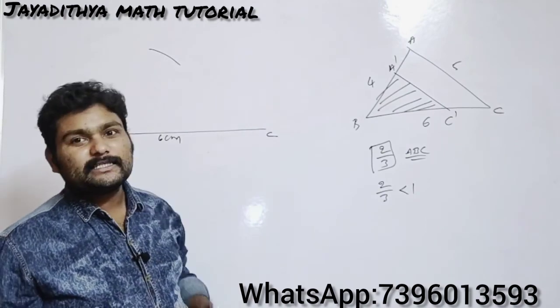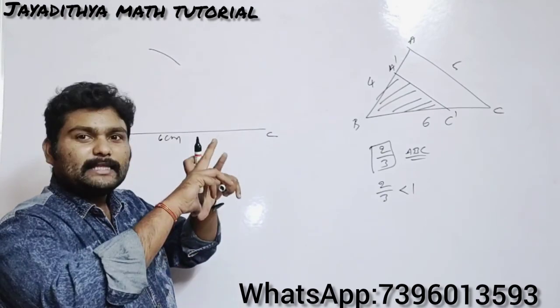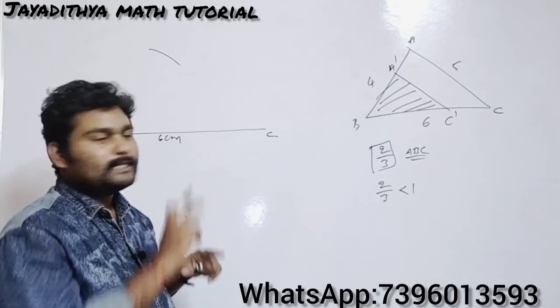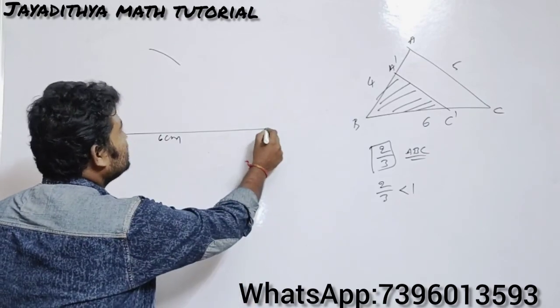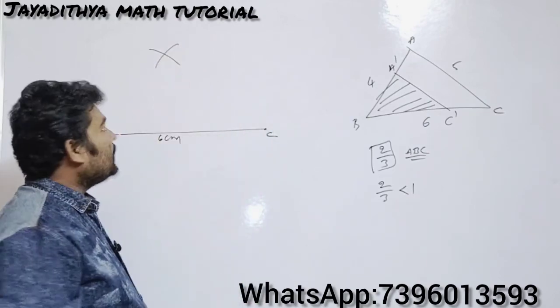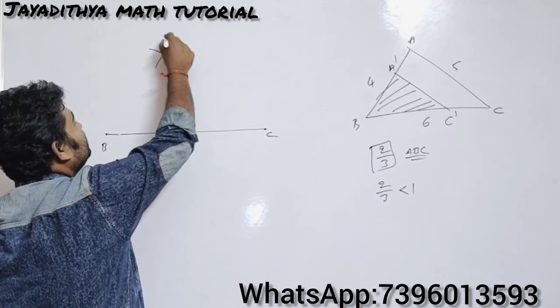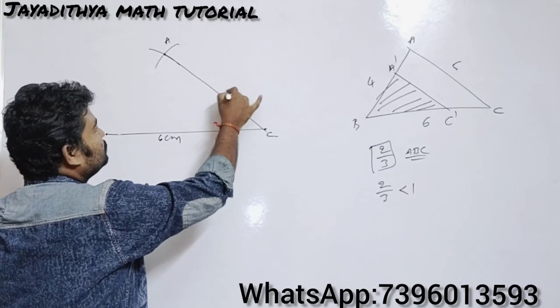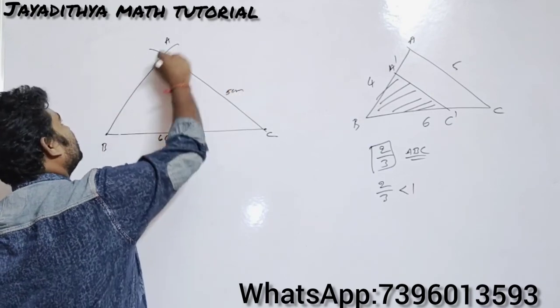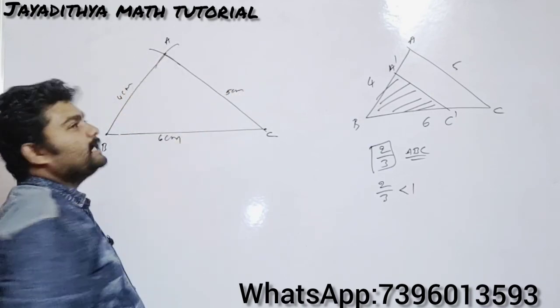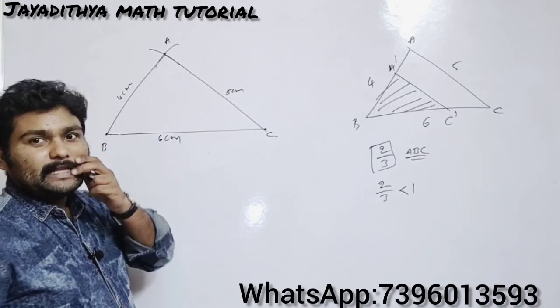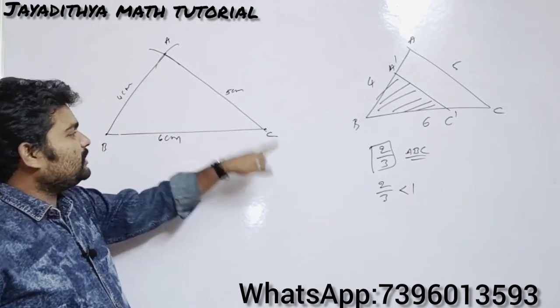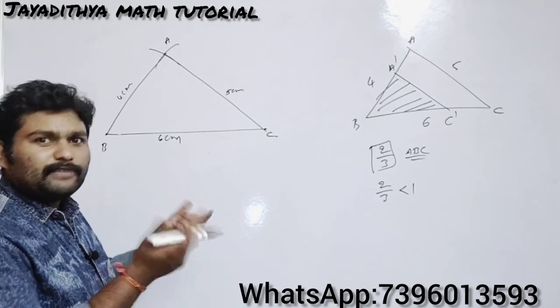Then from C, how much distance is it? 5 centimeters. Now take the radius of the compass as 5 centimeters on a scale. Take C as center and cut the arc now. If you get a point here, let us mark that as A. So you will have AC equal to 5 centimeters and AB equal to 4 centimeters. Whenever you are taking the radius, you should take exactly 4 centimeters from B, and from C it should be 5 centimeters.